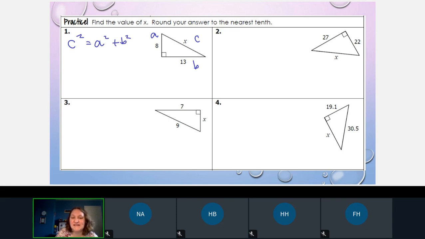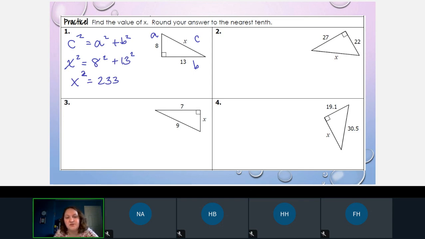So c in this case is x, a is 8, and b is 13. Now I still have to square those, so 8 squared plus 13 squared. You can just type that straight into your calculator. If you're using Desmos, 8 squared plus 13 squared. If you need help finding that square button, click on the little button that looks like a keyboard. When you click on that, all of these new buttons will pop up for you, including the square. So when we do 8 squared plus 13 squared, we end up with 233.